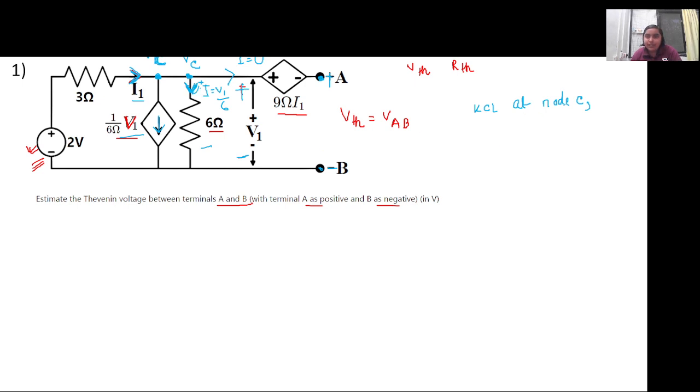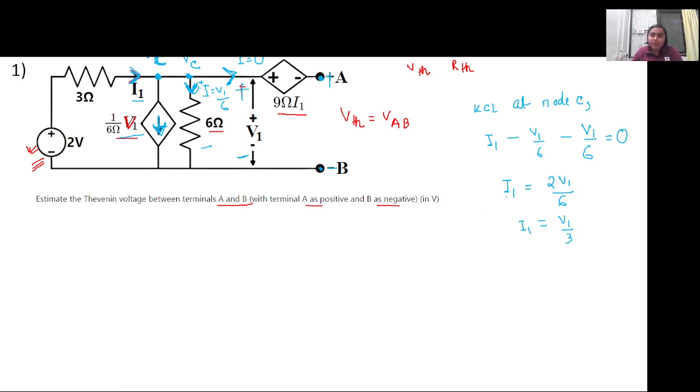So on application of KCL at node C, we will get I1 minus V1 by 6, which is the current source current that is flowing, and minus the current through the 6 ohm resistor, which is again V1 by 6. Since there is no current flowing across here because A and B are open circuit terminals, this will equate to 0. Is this clear? Everyone following me? Yes, ma'am. So 2 V1 by 6, which is V1 by 3. We get the relation between I1 and V1.